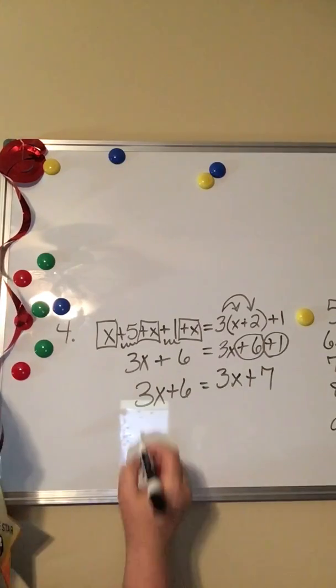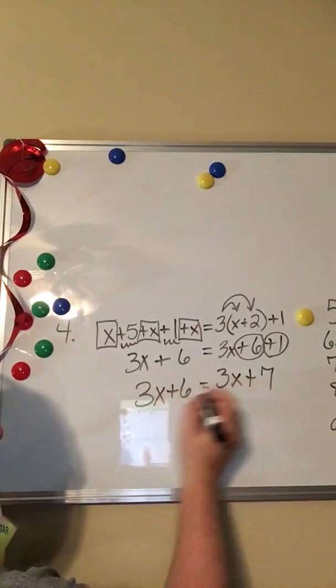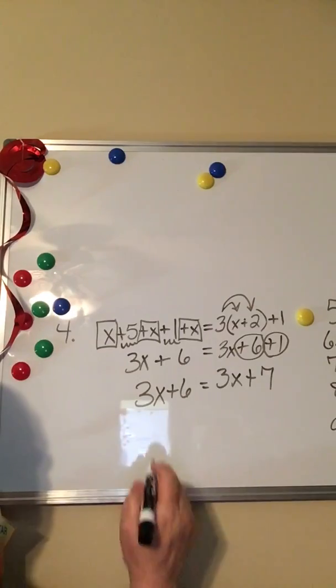Well, that doesn't even make sense because we know that these guys, since they're on opposite sides of the equal sign, they're going to end up knocking each other out.